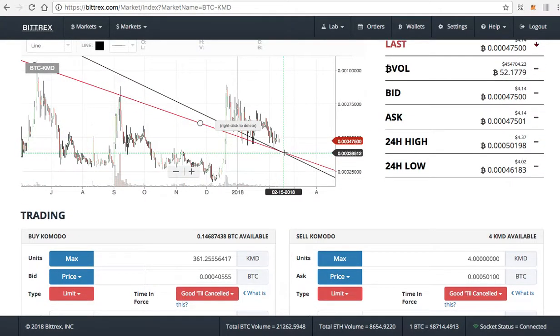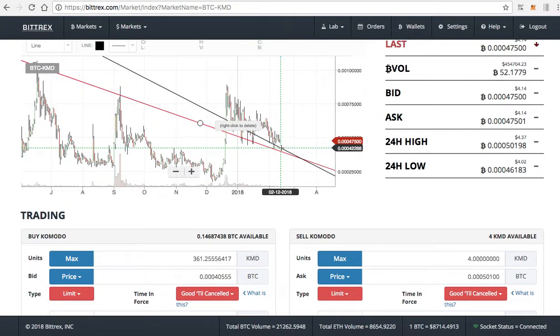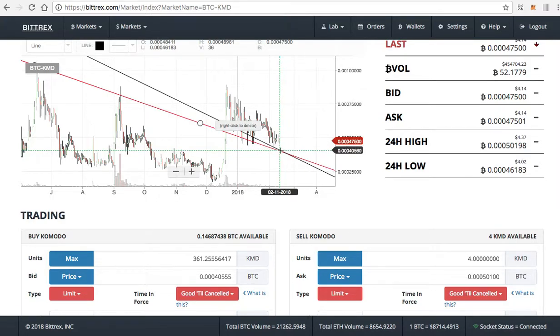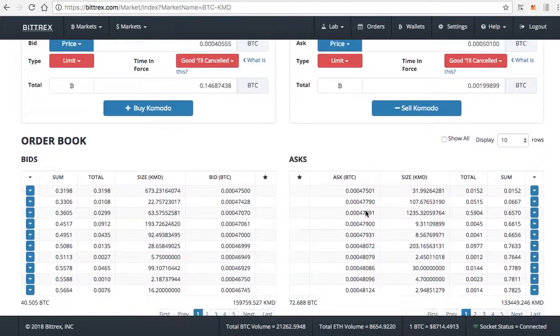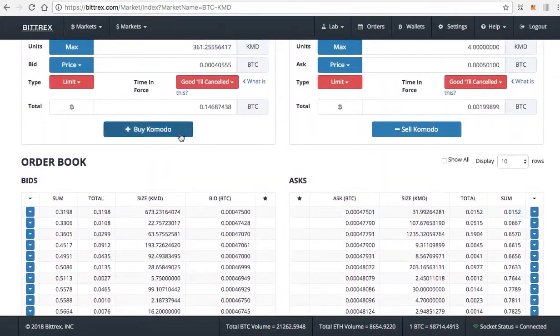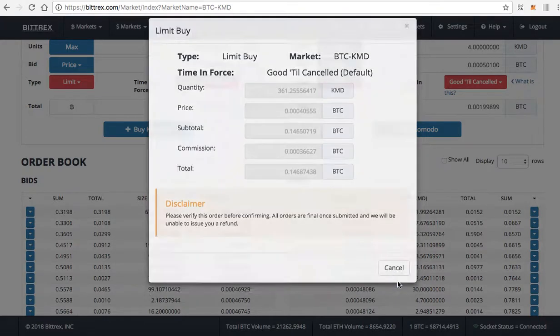So what I'm saying is when Komodo hits 4055, which is right on the line right there, and guys, it may not come down to that. I might miss it, okay? That I want my buy to fill. And I'm going to say buy Komodo and confirm.